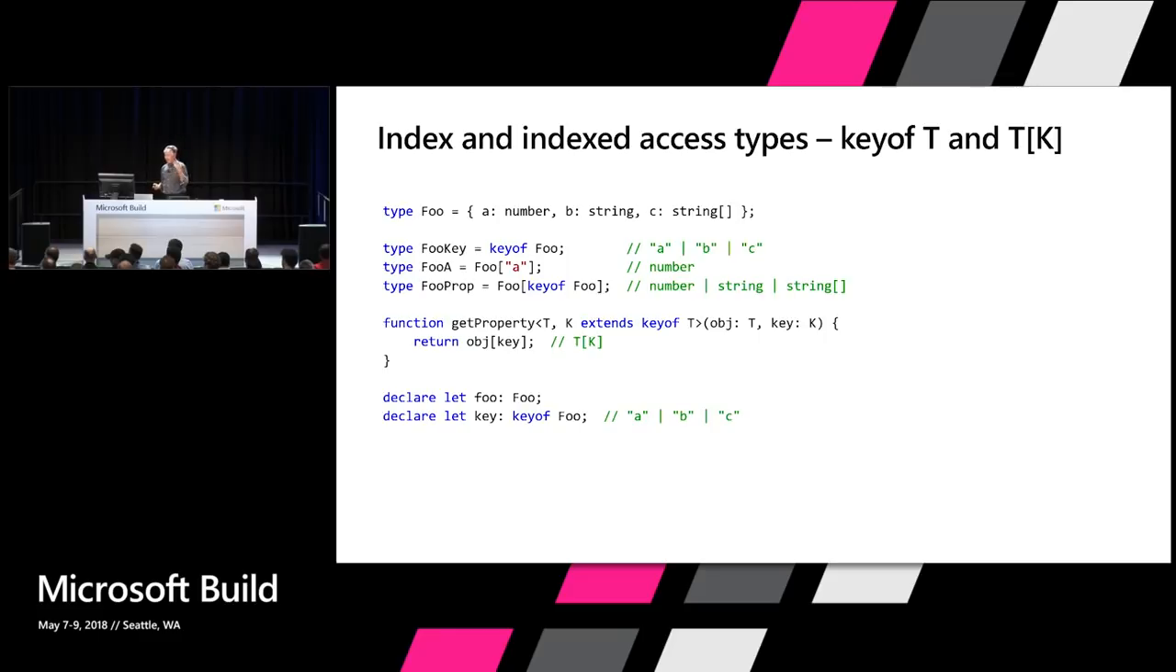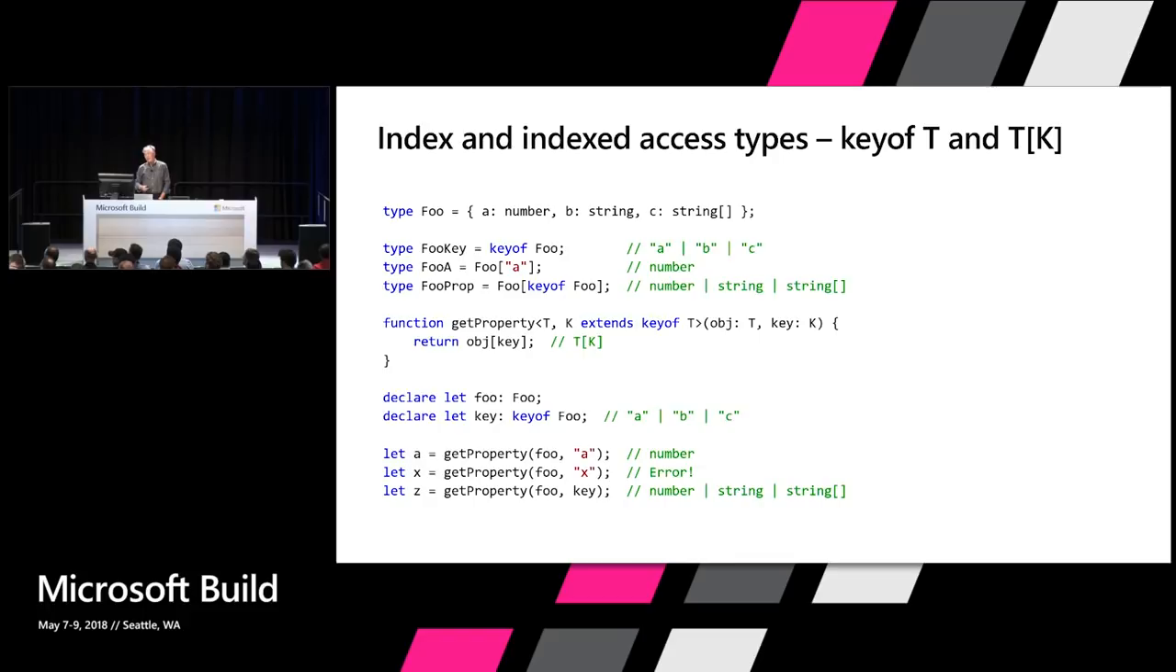And so here, if I declare myself a variable of type Foo and some key, then if I say getProperty of foo comma A, we can infer type number for A, and we can give an error because we know X is not a valid property name. And we could even say, if you give us something that is an A or a B or a C, well, then you're going to get a number or a string array. So with these type operators, we can now actually start to give types to patterns that occur in JavaScript libraries, and therefore we can finally give you better statement completion.